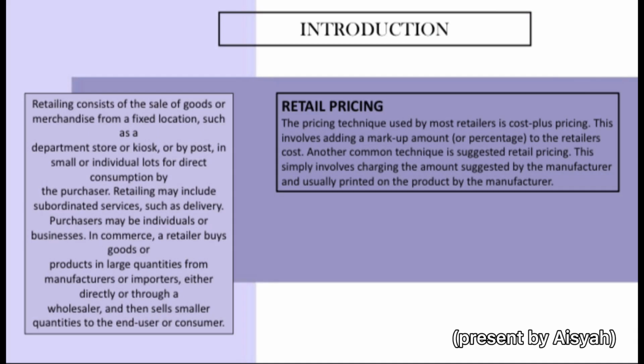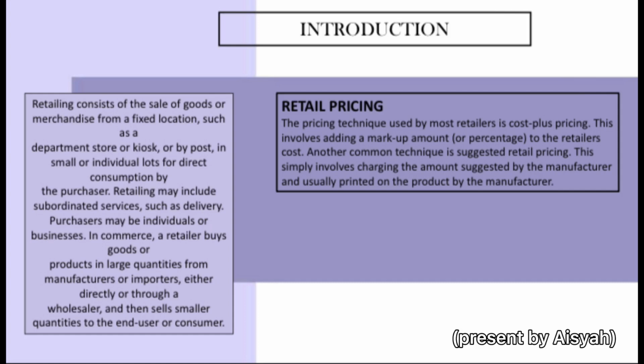The last topic is retailing mathematics. Retailing consists of the sale of goods or merchandise from a fixed location such as a department store or kiosk, or by post, in small or individual lots for direct consumption by the purchaser. Retailing may include subordinate services such as delivery. Purchasers may be individuals or businesses. In commerce, a retailer buys goods or products in large quantities from manufacturers or importers, either directly or through a wholesaler, and then sells smaller quantities to the end user or consumer.